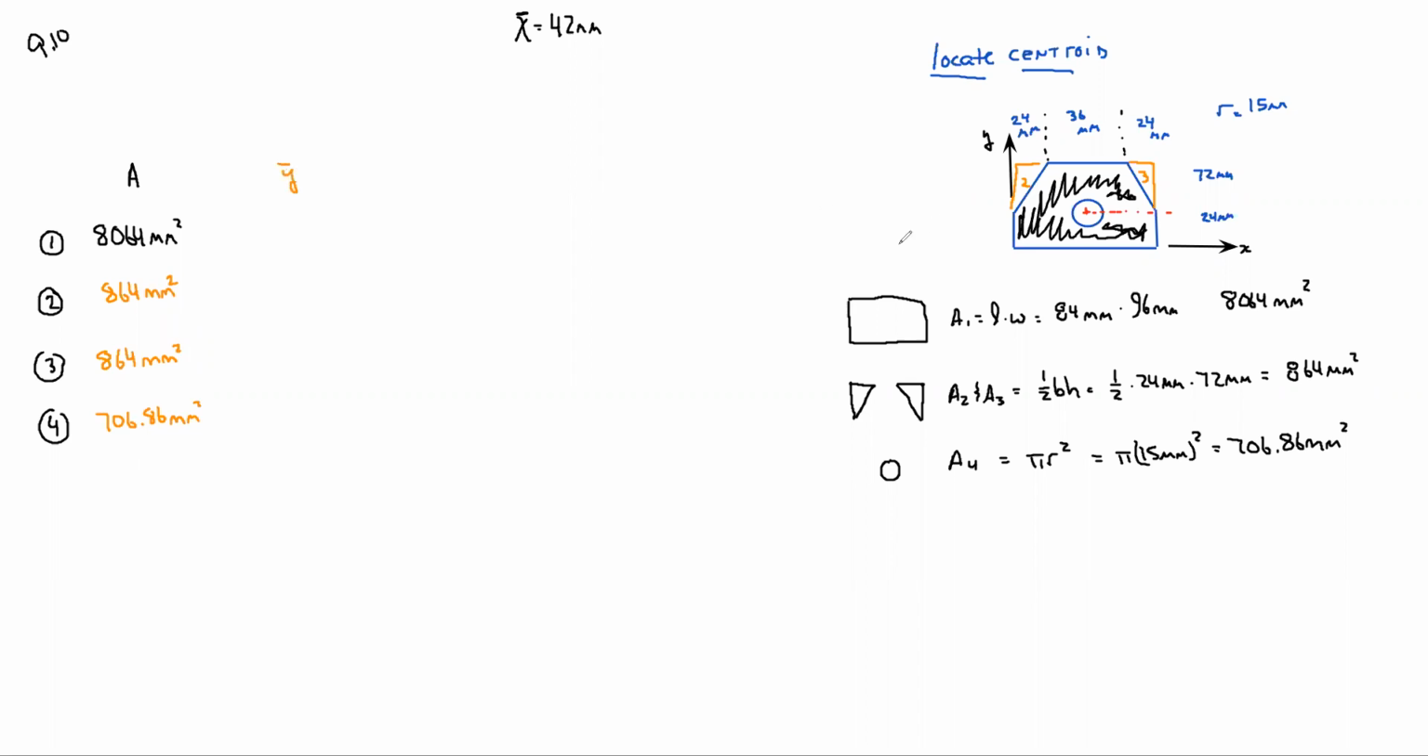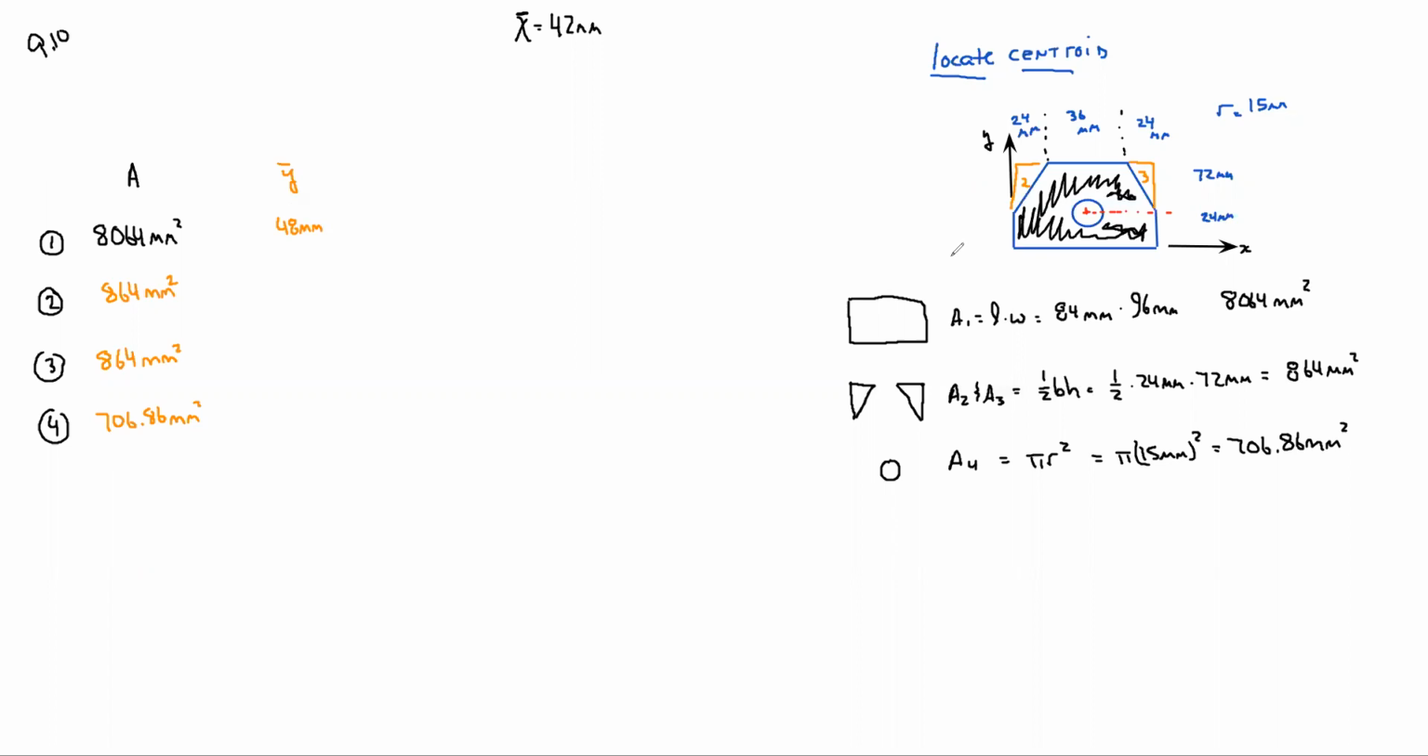All right, lowercase y bar. For the rectangle, lowercase y bar is halfway, it's half of the height. So the height was 96, so half of 96 is 48 millimeters.